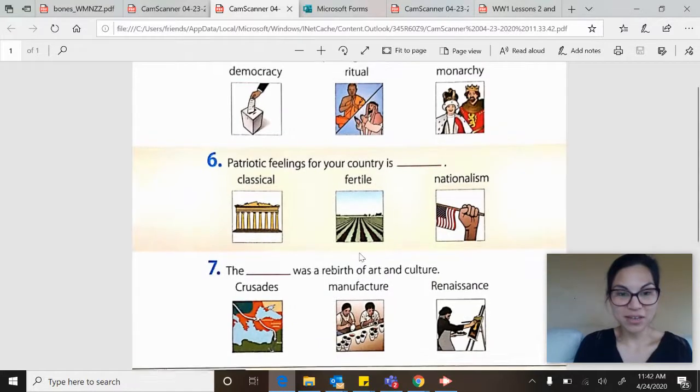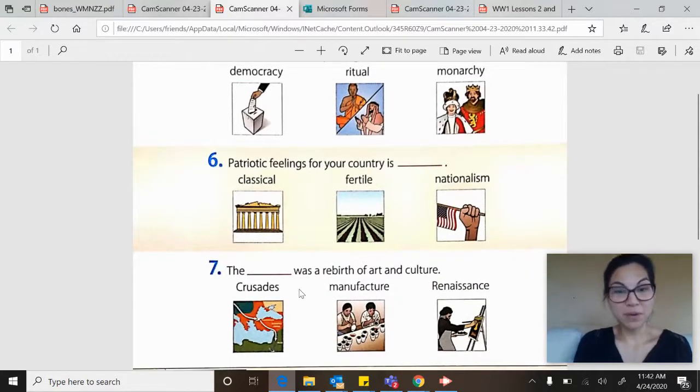And number 7, the blank was a rebirth of art and culture. What did Miss Fry talk about at the very beginning of this video? Was it crusades, manufacture, or Renaissance? The rebirth of art and culture. Which picture shows us someone creating a piece of artwork through a painting? That is your task for the week. I want you to answer all 3 questions.